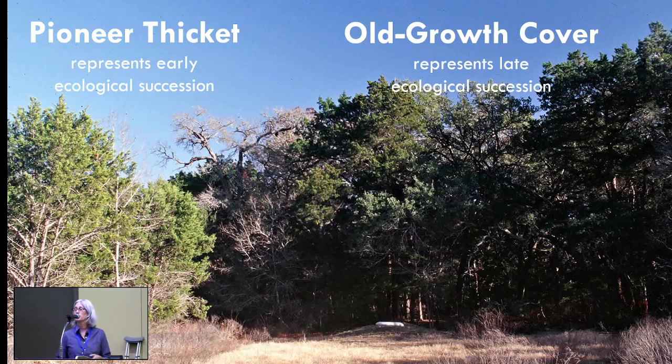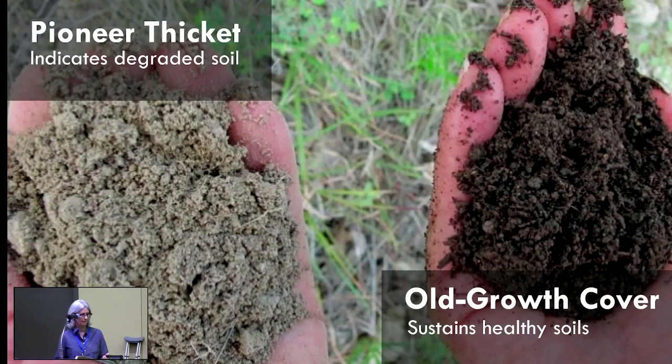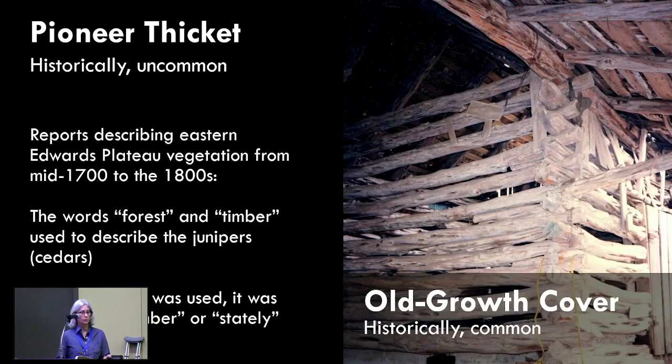And there's a side-by-side comparison of the two, where pioneering thickets represent early succession, while the old growth represents late ecological succession. Pioneering thicket indicates degraded soil. Old growth sustains healthy soils. Pioneering thickets were historically uncommon, while the old growth was very common.